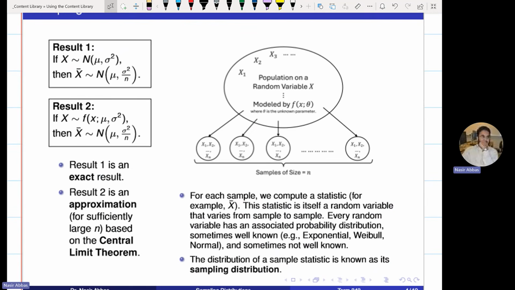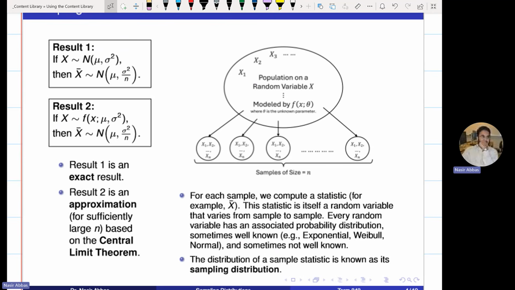For this whole thing, we have this population on the random variable X. This is modeled by a function called f of X, where you have the unknown parameter. You take multiple samples from this population, sample 1, sample 2, sample 3, all the way up to infinitely many samples. Each sample is of size n. For each sample, if we compute the statistic, for example, X bar, this statistic itself is a random variable that varies from sample to sample.